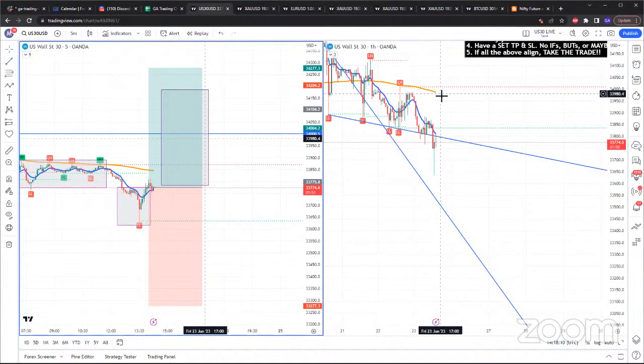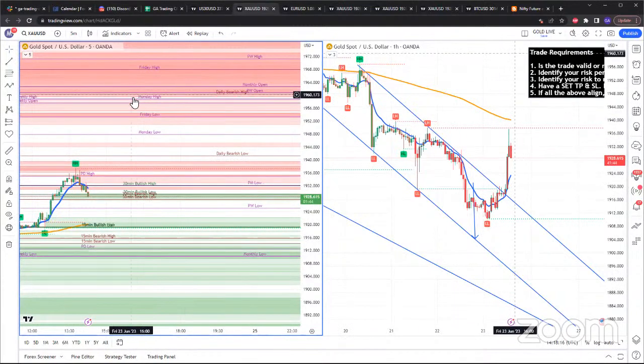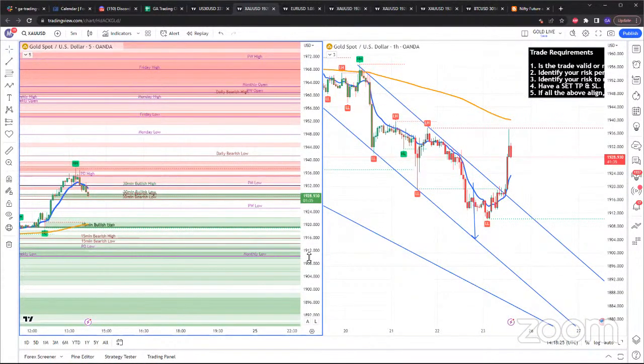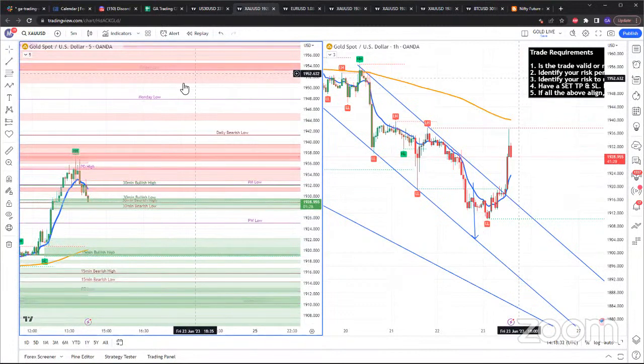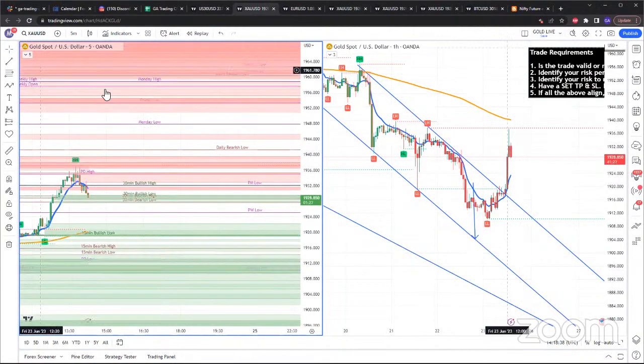1940.561. What do we have there? We have the 200 EMA on the hourly. We also have a daily bearish low. So literally gold can spike up, stop you out, and then drop back down. But eventually sellers are in the market on gold. So the question would be, do you want your stop loss to be 100 pips? Do you want your stop loss to be 50 pips? Do you want your stop loss to be even 200 pips, right?